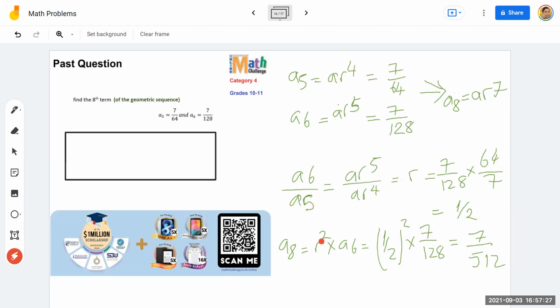So if R is 1 over 2, A8 will be equal to R squared times A6, because the 8th term is A times R power 7. So we already have A times R power 5. So if we multiply this by R power 2, we are going to get A times R power 7. So since R is 1 over 2, 1 over 2 squared times A6, which is 7 over 128, the result will be 7 over 512.